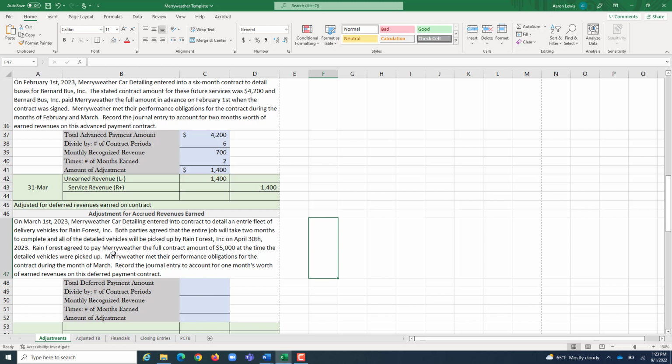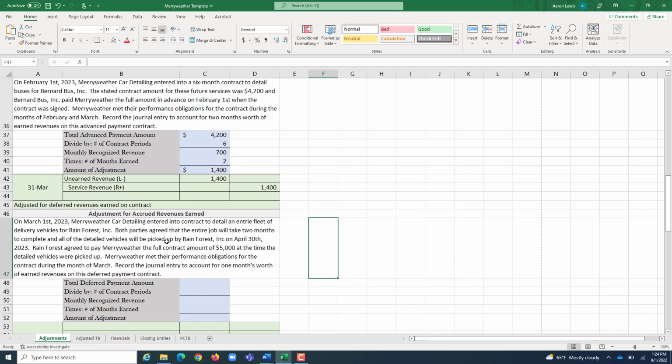Well, Rainforest has agreed to pay Meriwether $5,000, but they're going to pay this full contract amount at the time the detailed vehicles are going to be picked up, which right here is stated it's the end of the contract, which means we are going to work and detail all of these delivery vehicles for Rainforest Incorporated, and we're not going to see a single penny until the end of this contract's life.